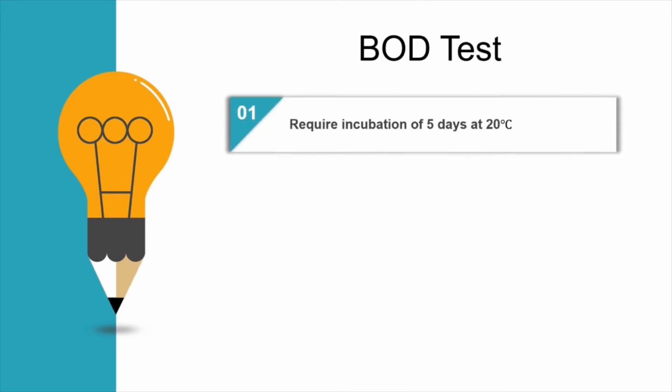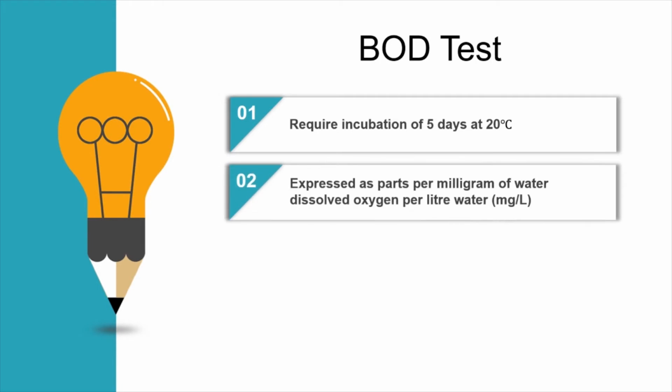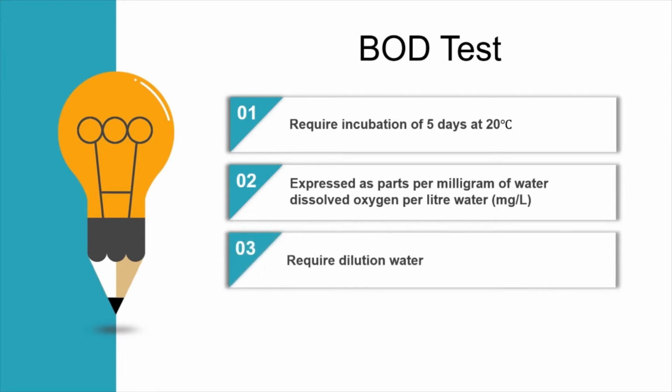BOD test normally requires incubation of 5 days. The temperature of the sample during incubation is maintained at 20 degrees Celsius. The results of BOD tests are expressed as milligrams of dissolved oxygen per liter of water. They are obtained by finding the difference between the amount of dissolved oxygen in the water sample before incubation and after incubation.